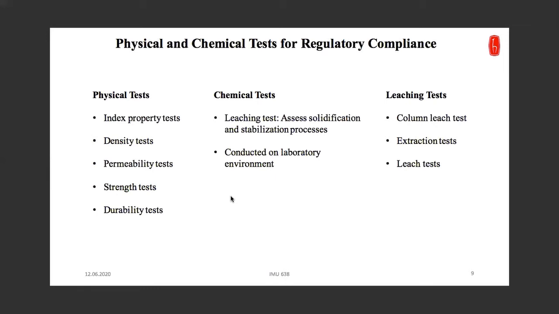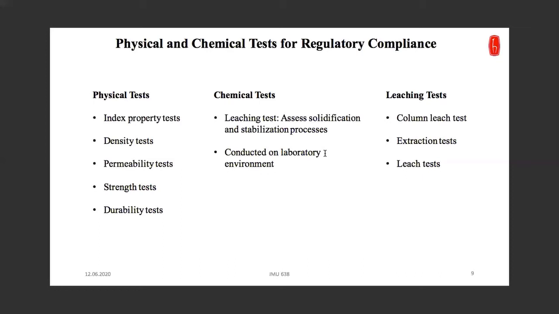You are implementing the leaching test. Normally leaching tests are under the chemical test, but I would like to give it as another topic because it also has subtitles. Leaching tests are basically used to assess the solidification and stabilization process, so how much you improved your soil after your treatment, and it's conducted in a laboratory environment. The leaching test includes 3 main topics: column leach test.